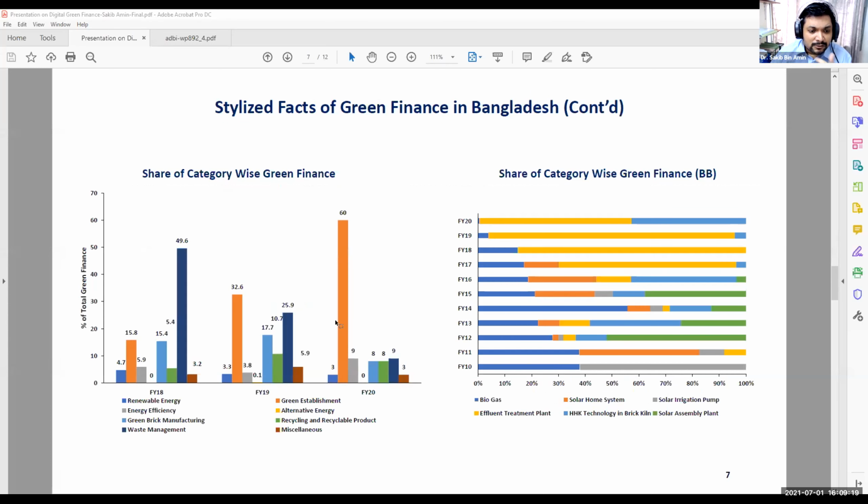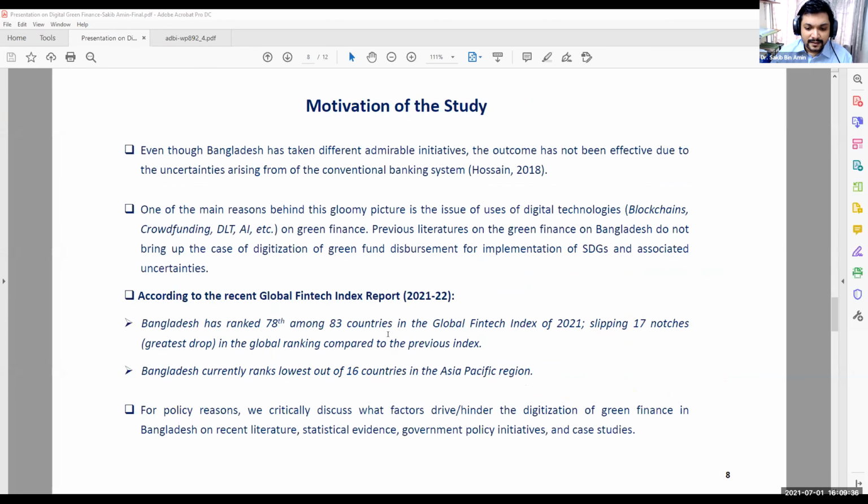And you can also see the share-wise category of the green finance. The left panel is the government schemes. On the right side, you can see the Bangladesh Bank schemes. So green finance is there. But what we can see is some sort of discrepancy, inconsistency in terms of the utilization of this finance.